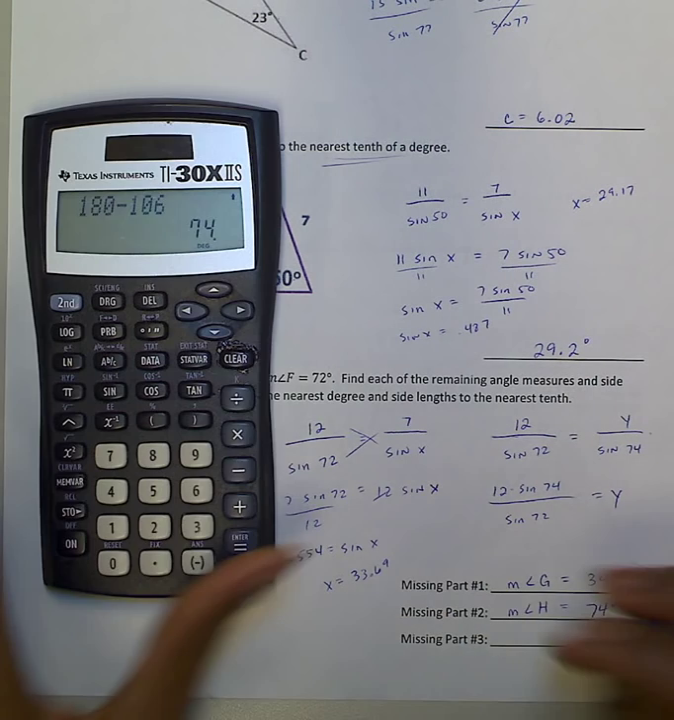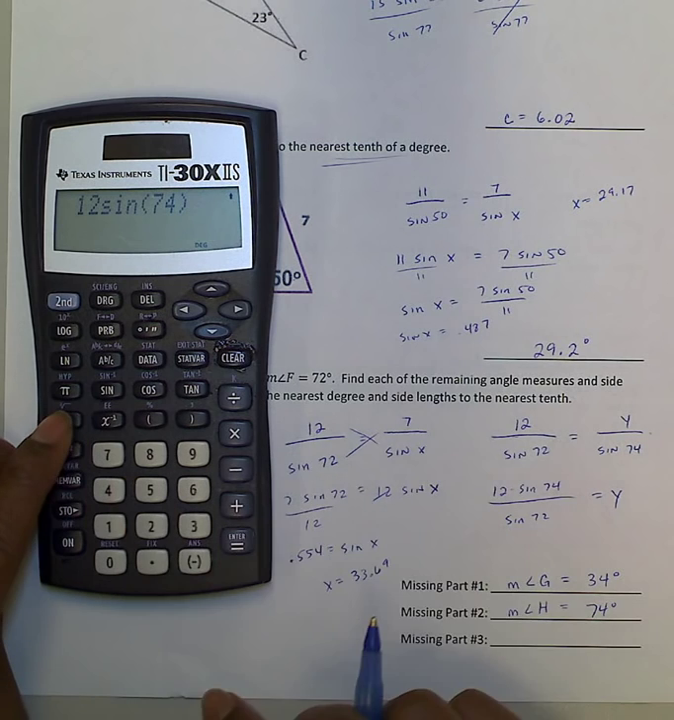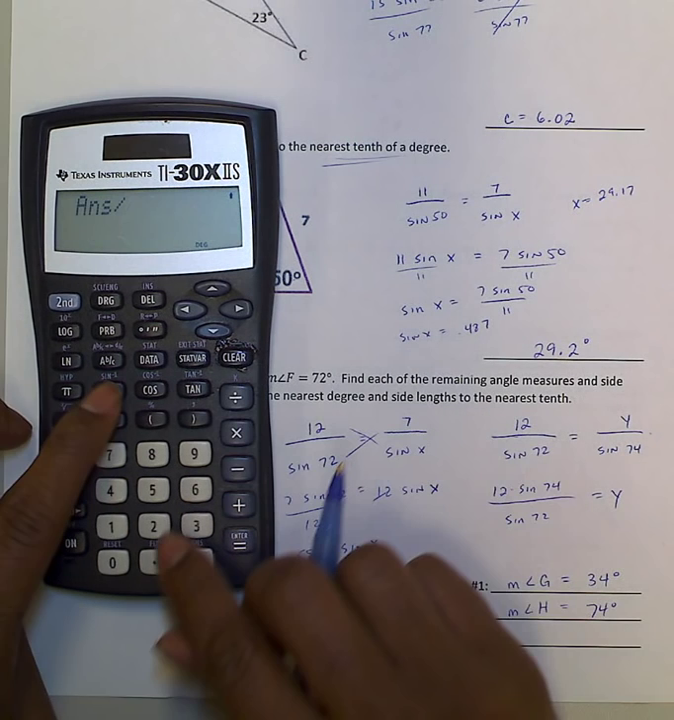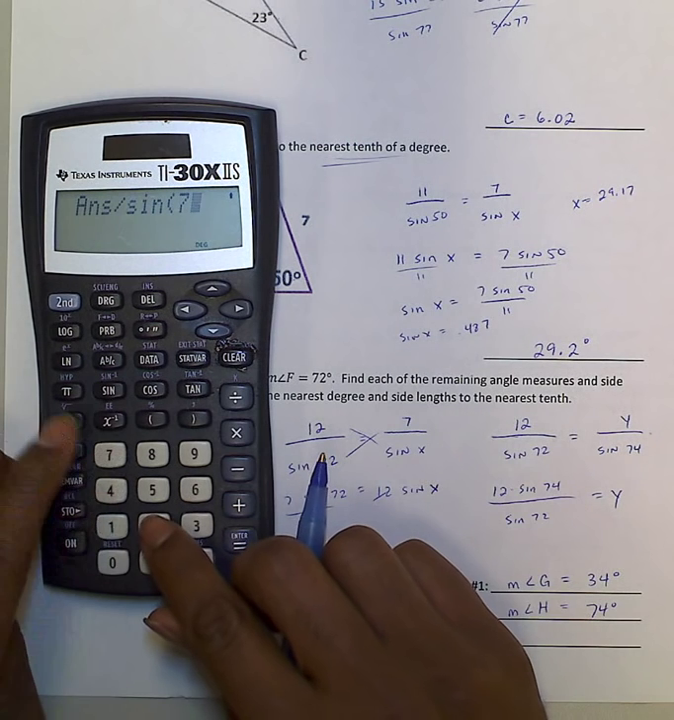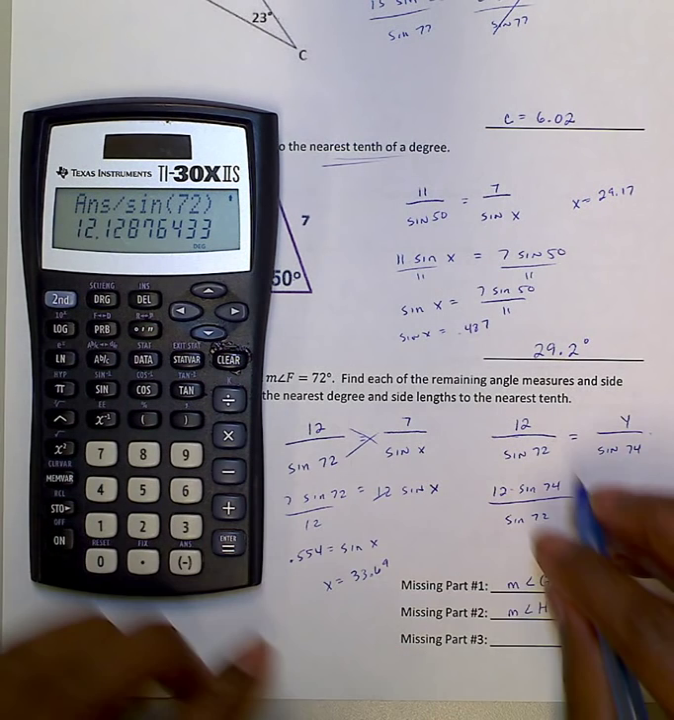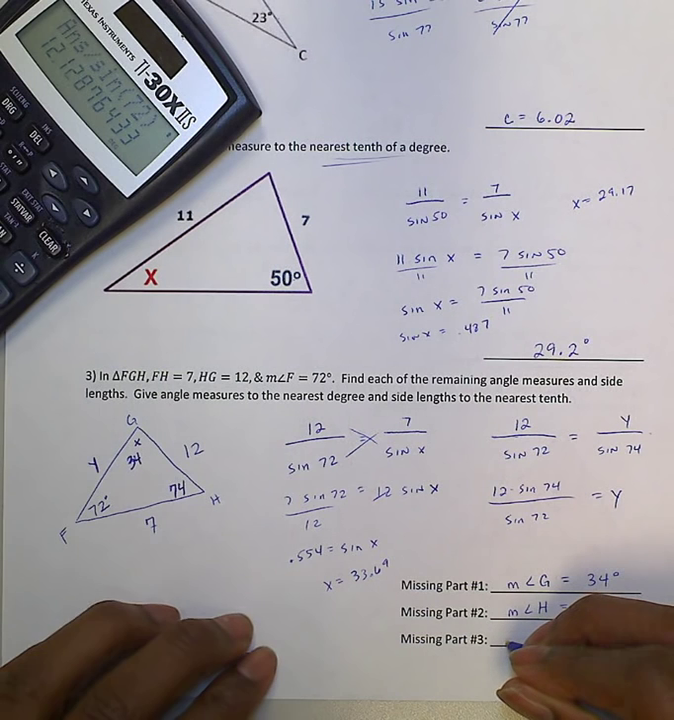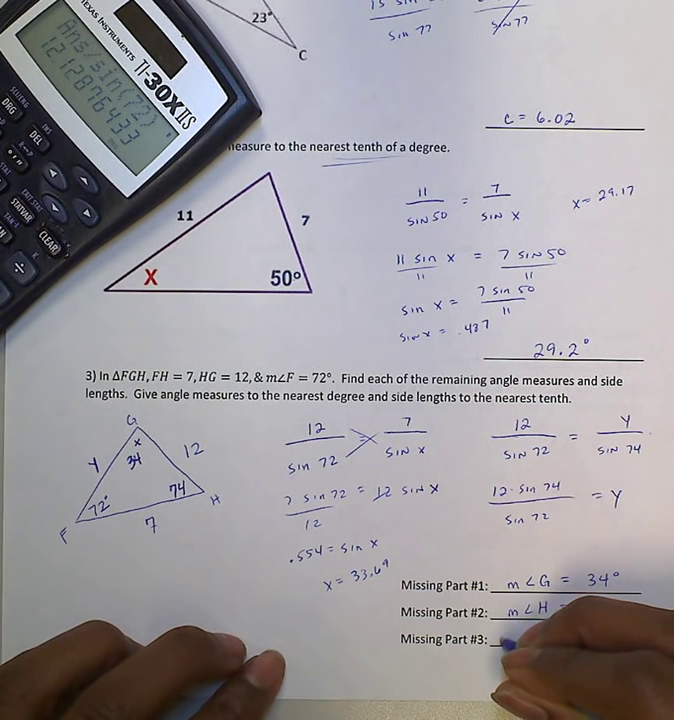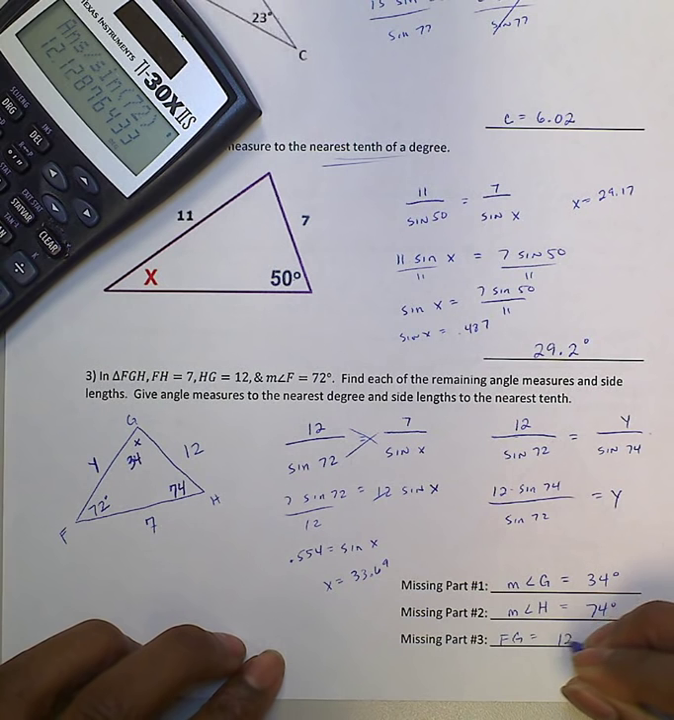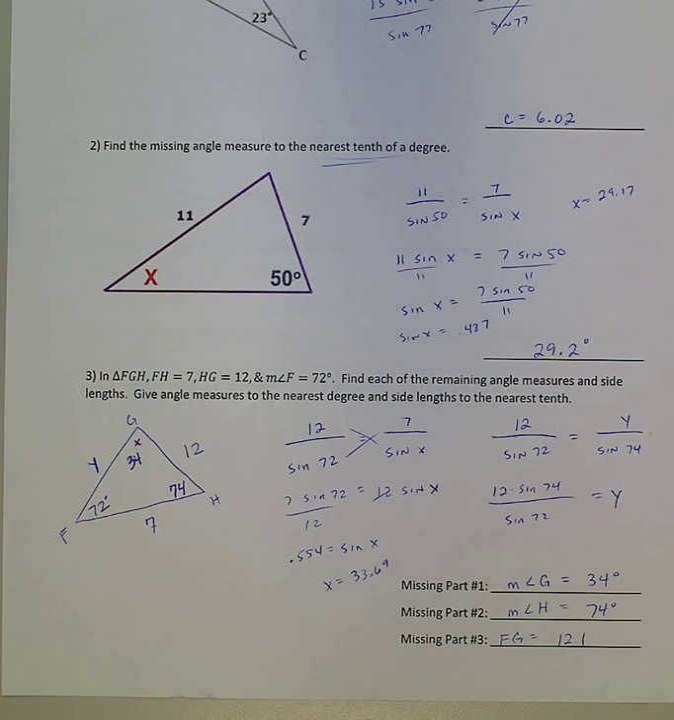Again, just do this in your calculator. 12 times sine 74 divided by sine 72. And that equals 12.12. It says to the nearest tenth, so 12.1. So FG equals 12.1. Alright, so that's using the law of sines to find all the missing measures of a triangle. Alright, see ya.